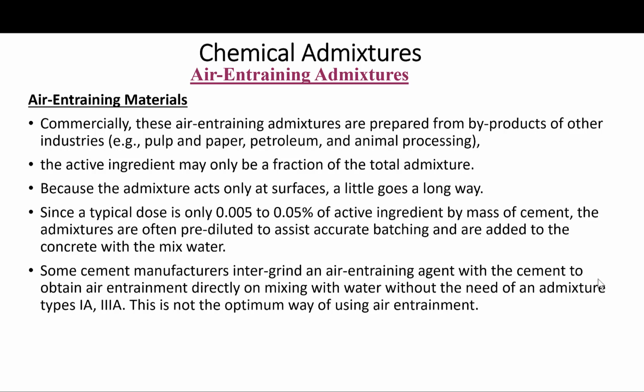Some manufacturers also intergrind air-entraining agent with the cement, as I mentioned, to obtain air entrainment directly on mixing with water without the need for an admixture. Such cements are designated as 1A, 3A, and so on, remember we talked about those during the cement types. But they may not always entrain sufficient air and should not be used without being tested under job conditions. Remember, the use of any admixture or additive should be verified with a trial batch using the same material and the same job conditions.